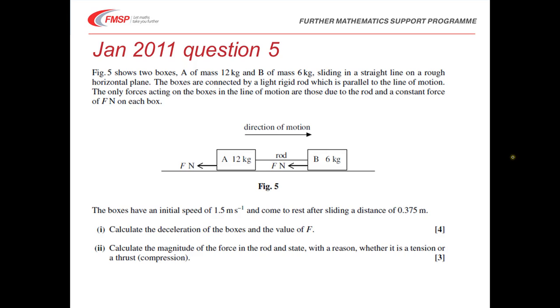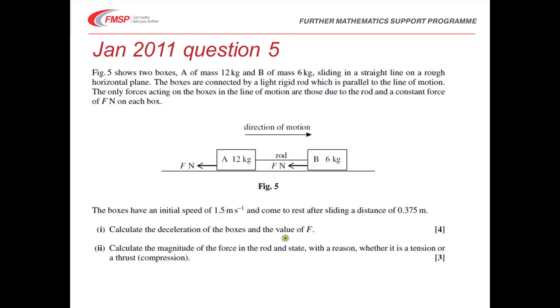We've got two boxes, A of mass 12 kilograms and B of mass 6 kilograms, which are sliding in a straight line on a rough horizontal plane, as shown in the diagram. The boxes are connected by a light, rigid rod, which is parallel to the line of motion. The only forces acting on the boxes in the line of motion are those due to the rod and a constant force of F newtons on each box. The boxes have an initial speed of 1.5 meters per second, and they come to rest after sliding 0.375 meters.